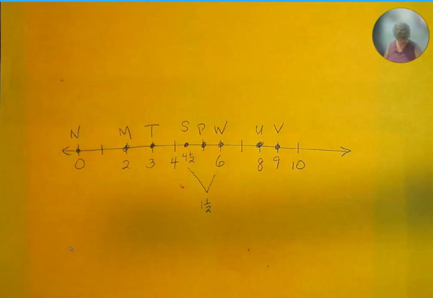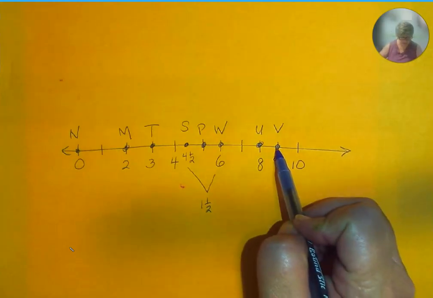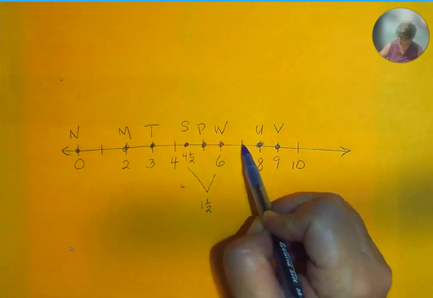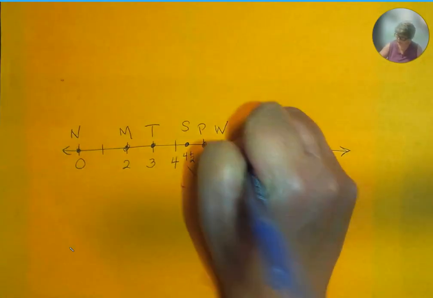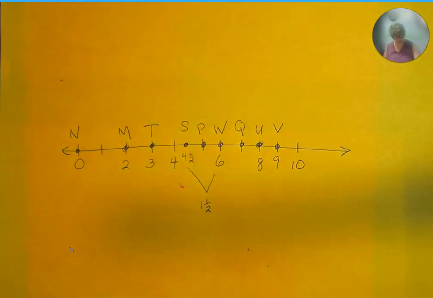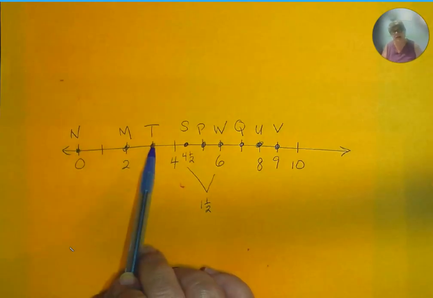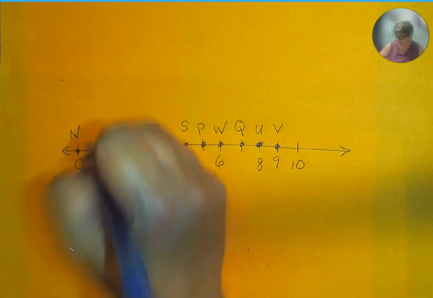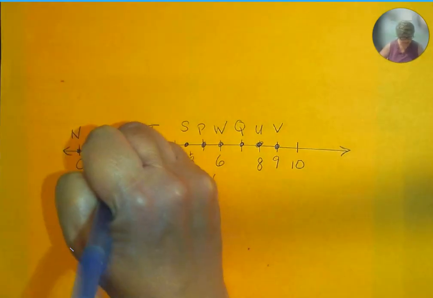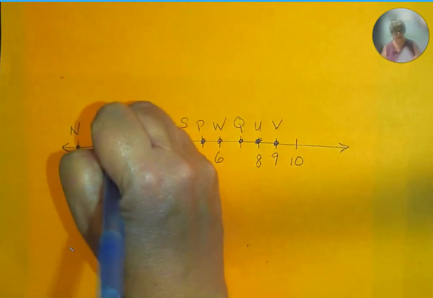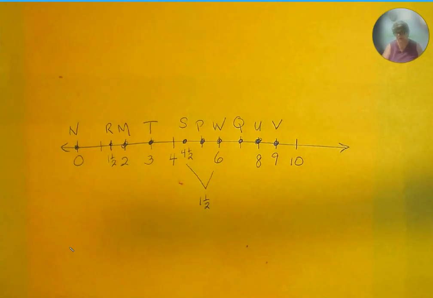Okay. Q, 2 units closer to 0 than V is to 0. So V is 9. So 2 units closer would be here. So that would be Q. And R, halfway between N and T. So N is 0 and T is 3. So half of that would be 1.5. And that is point R. Okay? You're starting to see how coordinate systems work. And this is a horizontal number line.